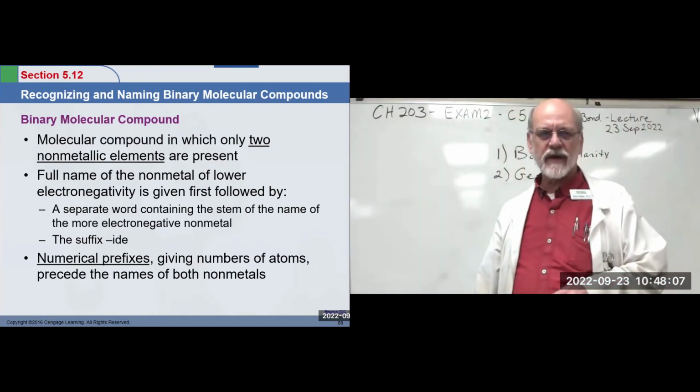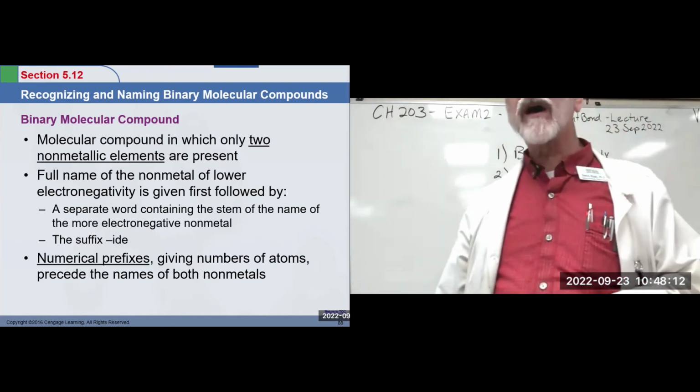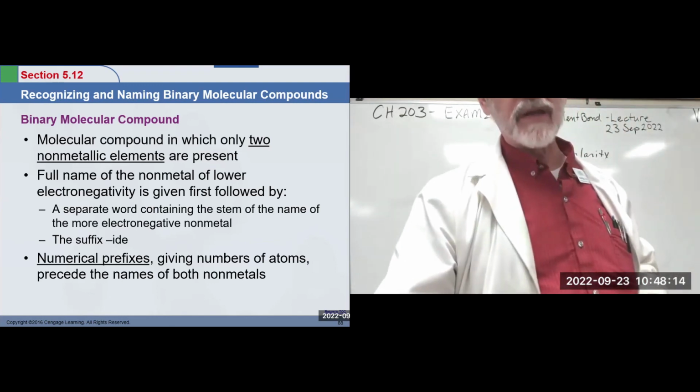Binary molecular compounds. We talked about this already when we were naming compounds. Yeah, binary molecular compounds.